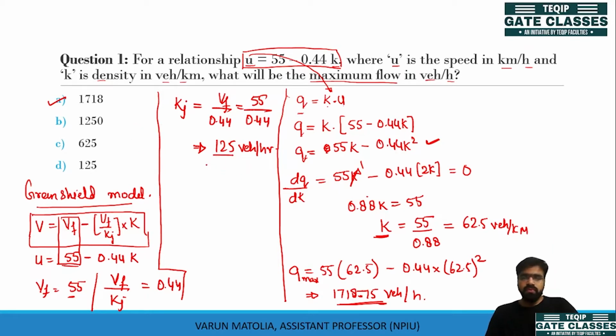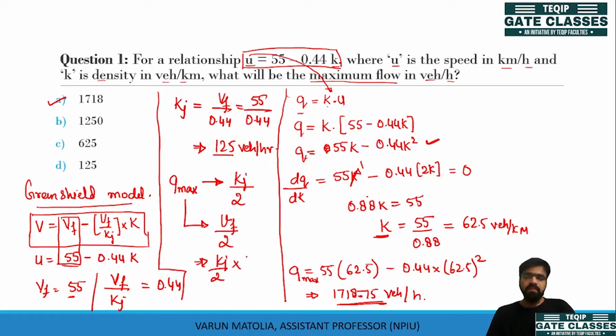Now from the solution of the Greenshields equation or Greenshields model, we know that Q max, or the maximum flow, is possible at a density equal to jam density by 2, or at a velocity of free flow velocity by 2, and the value is equal to kj by 2 multiplied by free flow velocity by 2. Let us calculate the value of maximum flow using this method.